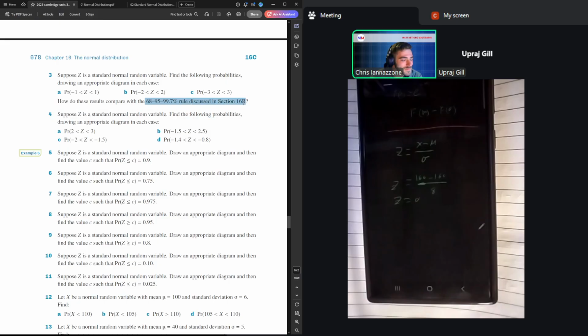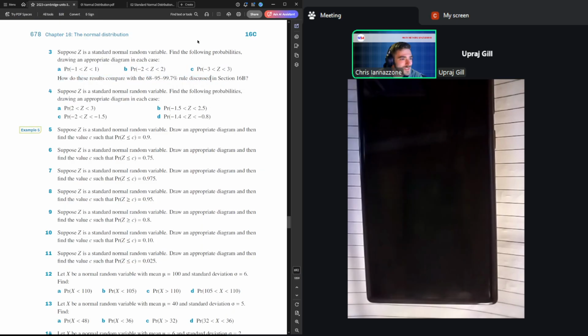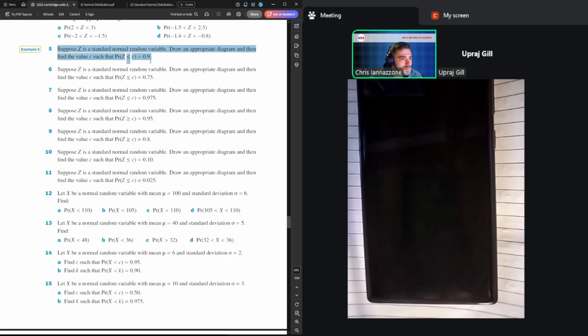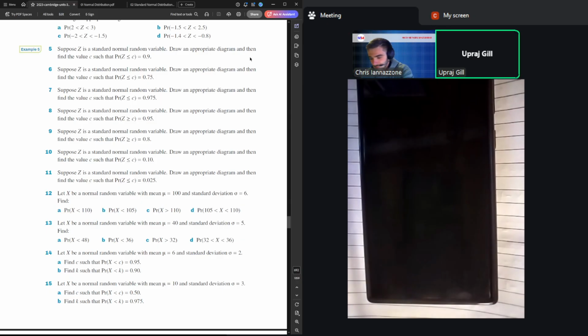This is them talking about how it's not exactly the same. So 68% is an approximation, not exactly what you get for each of these. Okay, question 5. I'm not even going to say anything for this one, actually. It's a standard normal random variable from the diagram.